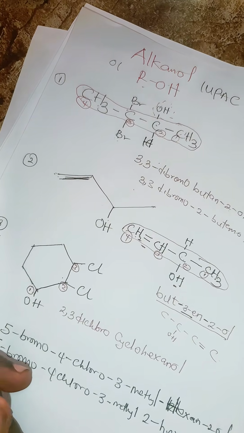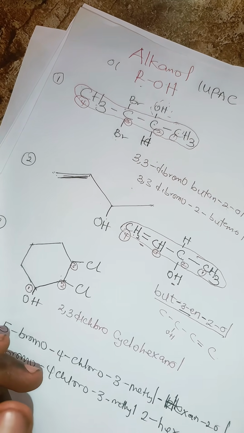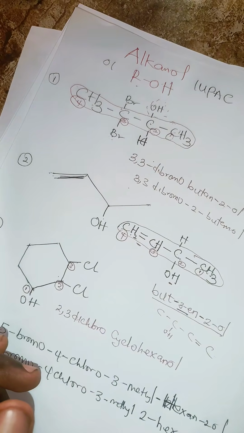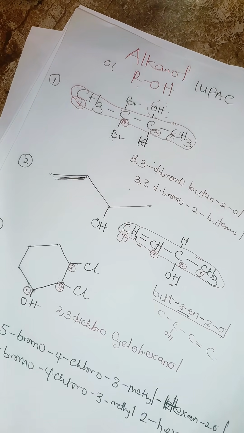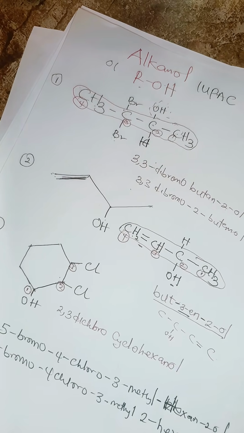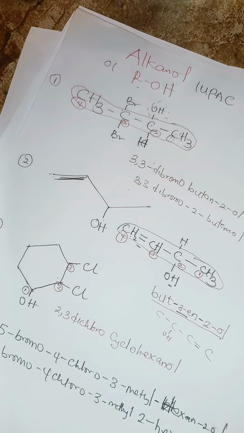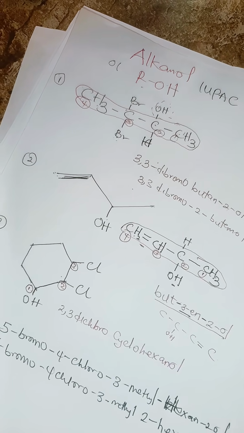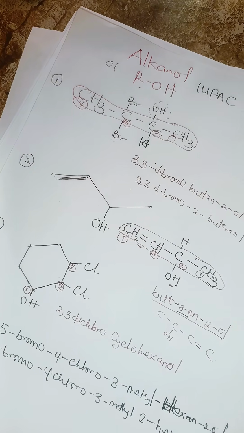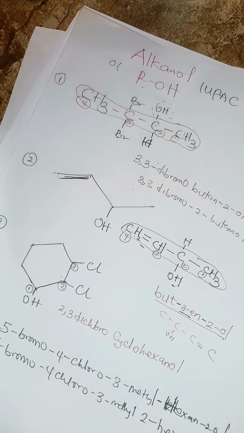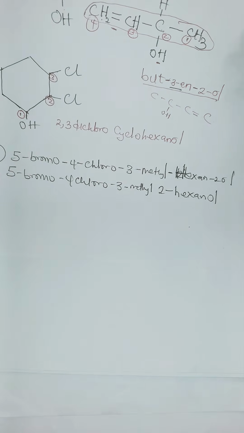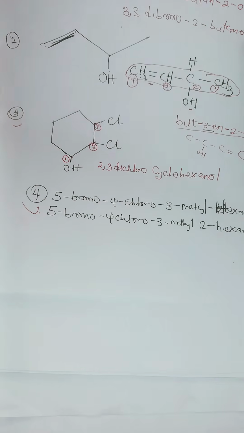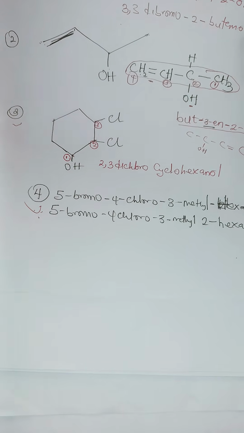So if you hear the word hexan-1-ol, it's the same thing as hexanol. If you hear the word pent-1-ene, it's the same thing as pentene. Is that okay? But hexan-2-ol is not the same thing as hexanol. Hexanol is the same thing as hexan-1-ol, and hexan-2-ol is different. Is that clear? So I want you to answer this question. Do it as assignment. This one here. Can you see it? So I want you to do this one as assignment. Yeah. So thank you.